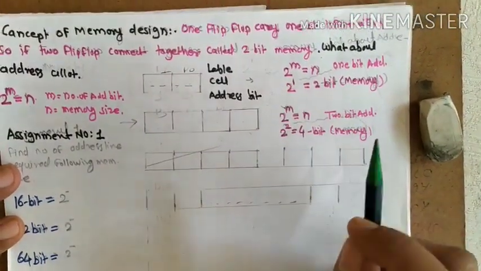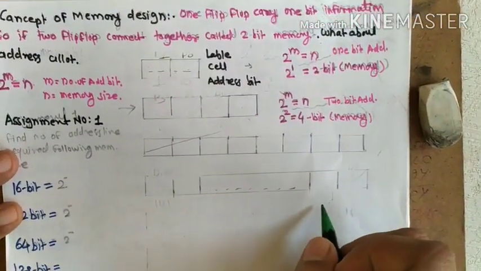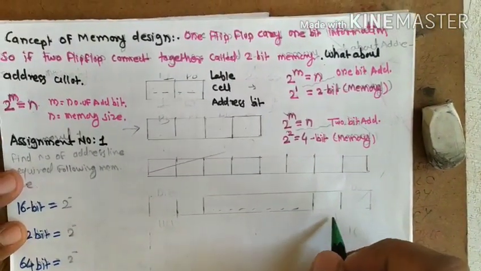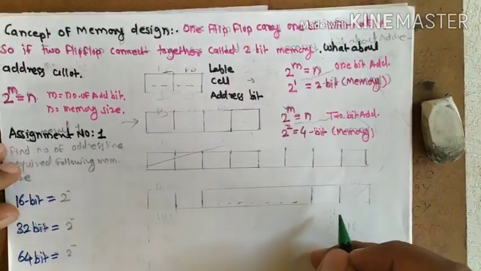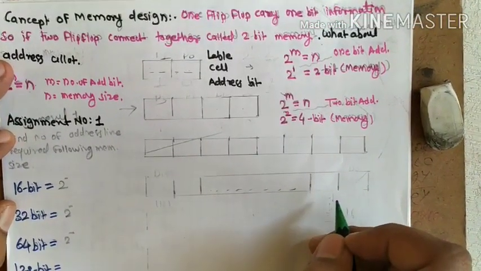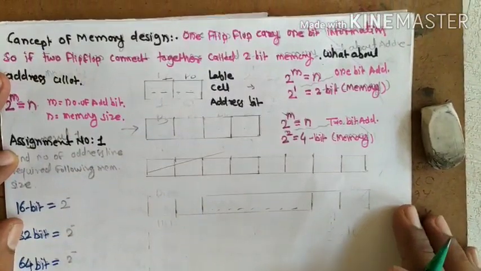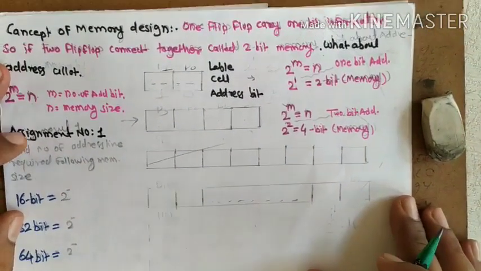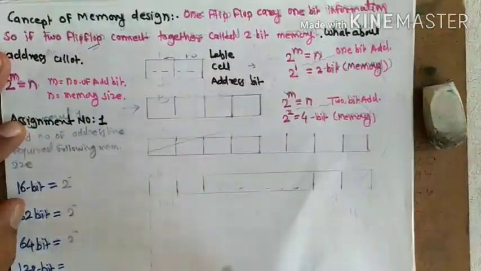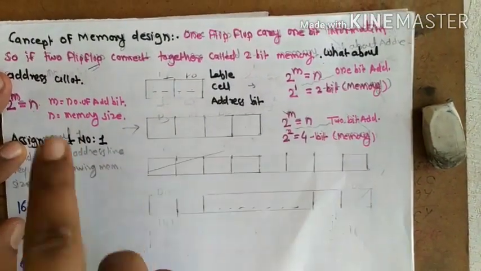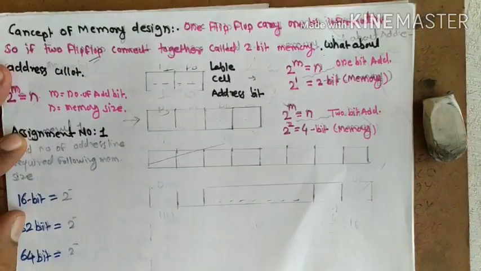Hello friends, today we are going to understand what is memory and how to interface memory with 8051. So first you have to understand what is meant by memory. In digital electronics we already know what is meant by flip-flop. Flip-flop is a 1-bit memory cell. I repeat, flip-flop is a 1-bit memory cell.